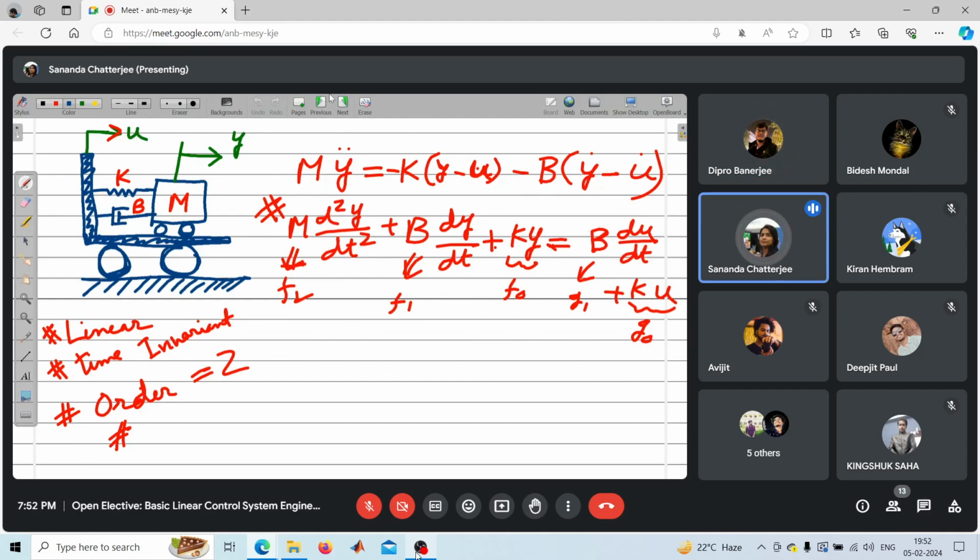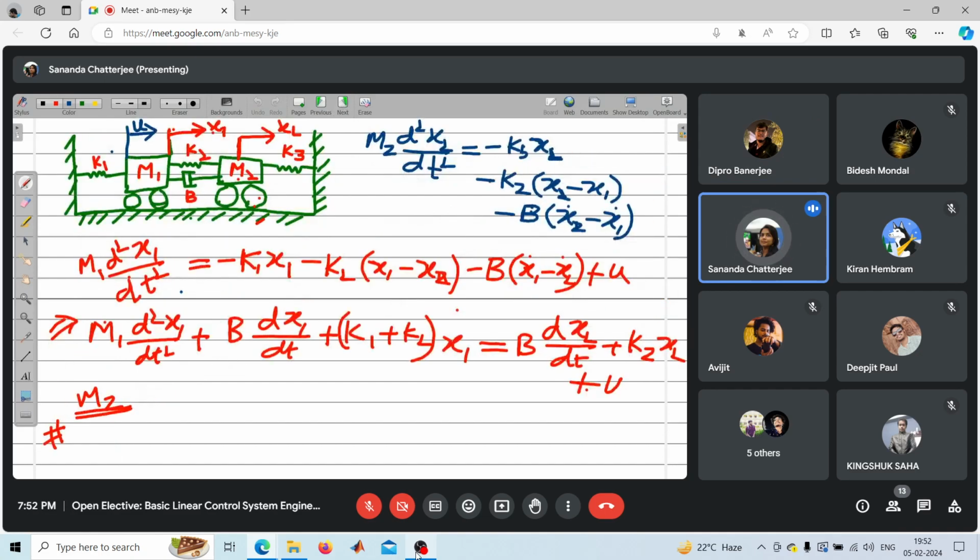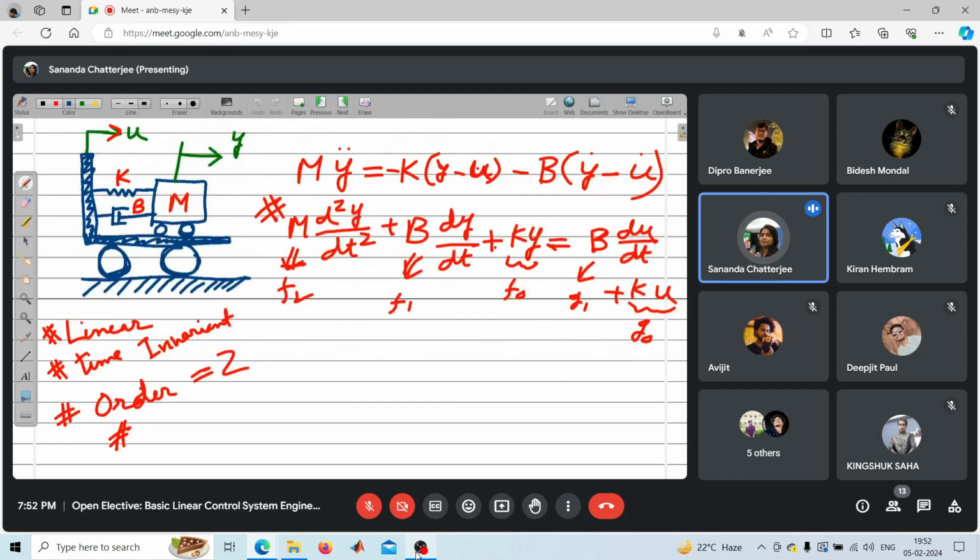Correct. For the next problem, I have directly provided input to this mass. So in this case, if we provide the input directly to the mass, the y will be directly equal to u. Do you agree? Yes. That's why, to make the system have independent displacement, that is independent states, we have provided this u to the platform only.